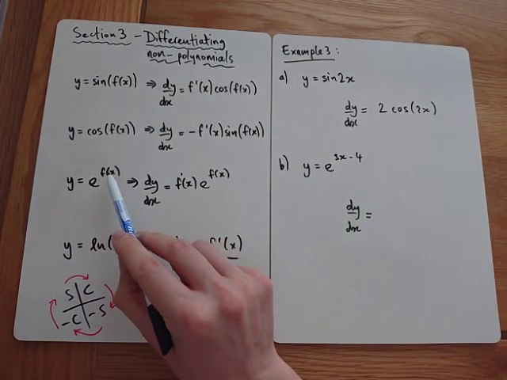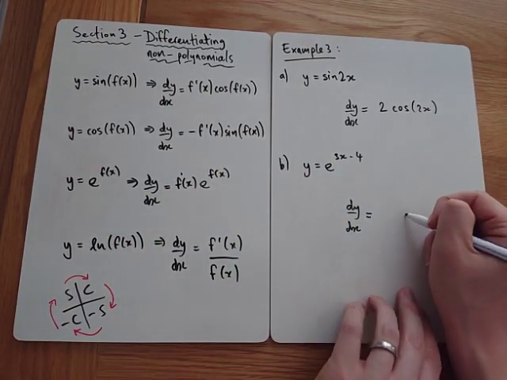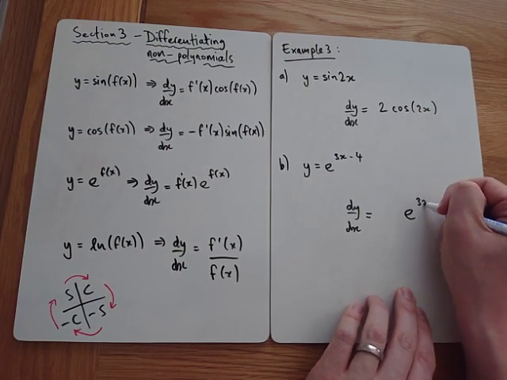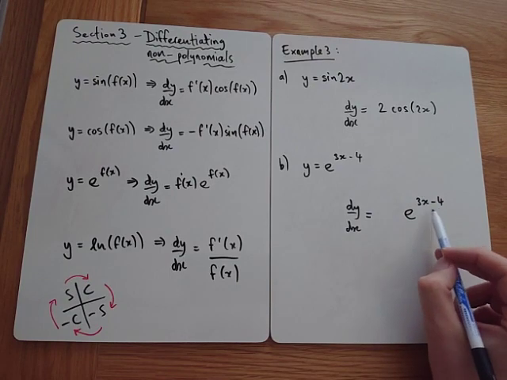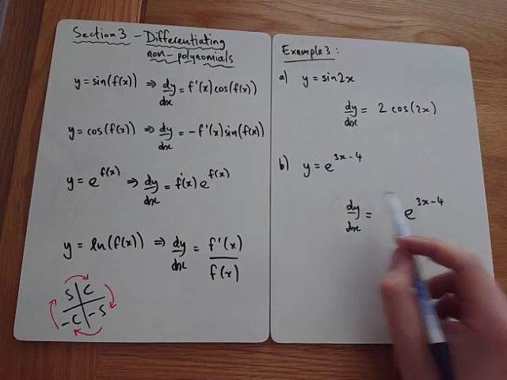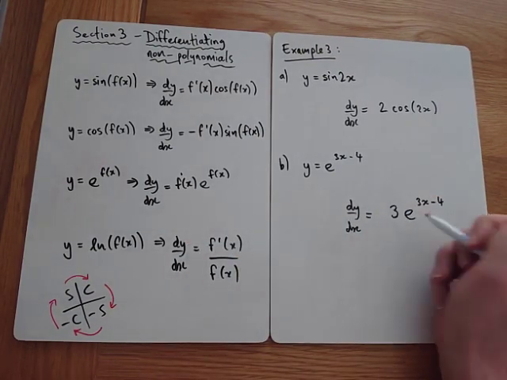If I'm going to differentiate an exponential, the power stays the same, so I always start by writing that down, it's going to stay the same. And then I look at my power and differentiate it, and I get 3, so I multiply the front by 3.